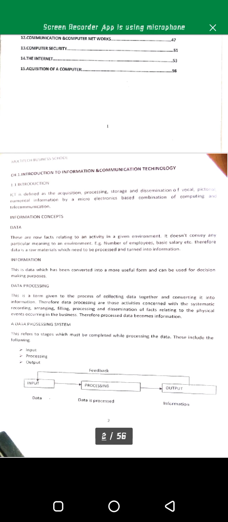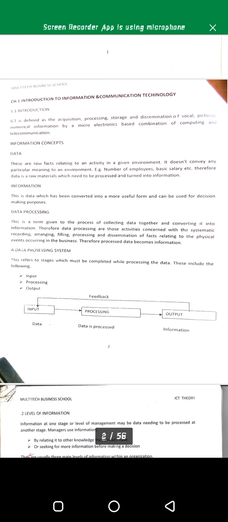So let's talk about the introduction to information and communication technology. So what is ICT? ICT is defined as the acquisition, processing, storage, and dissemination of vocal, pictorial, numerical information by a microelectronics-based combination of computing and telecommunication.